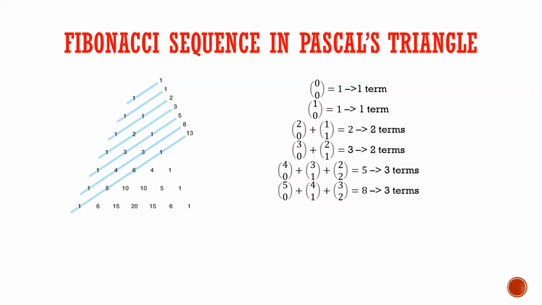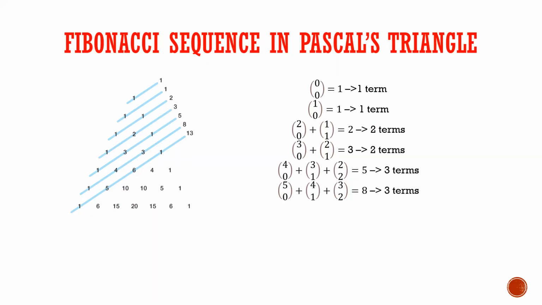The fourth diagonal contains three entries, 1, 3, and 1. That is 4 choose 0, 3 choose 1, and 2 choose 2, which sum up to 5. Thus, 4 choose 0 plus 3 choose 1 plus 2 choose 2 equals 5. The fifth diagonal contains three entries as well, namely 1, 4, and 3. That is 5 choose 0, 4 choose 1, and 3 choose 2, which sum up to 8. Thus, 5 choose 0 plus 4 choose 1 plus 3 choose 2 equals 8.